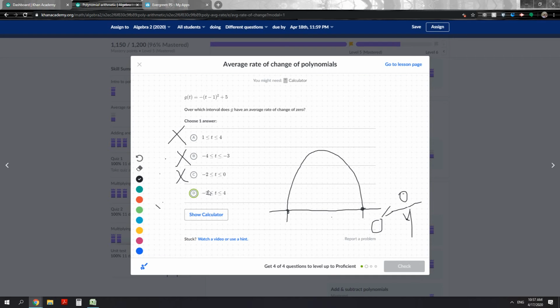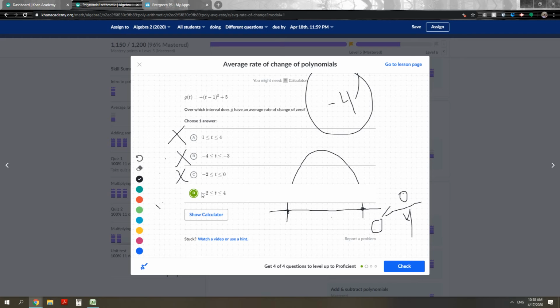Which means it has to be D, but we still want to check it. Negative 2 minus 1 is negative 3. Negative 3 squared is 9. Negative 9 plus 5 is negative 4. Now I plug in 4. 4 minus 1 is 3. 3 squared is 9. Negative 9 plus 5 is negative 4. We get the same answer either way.